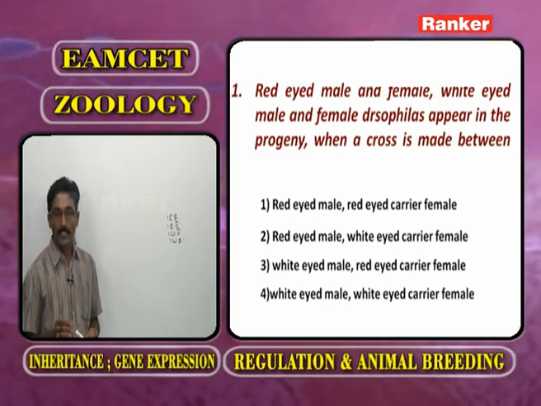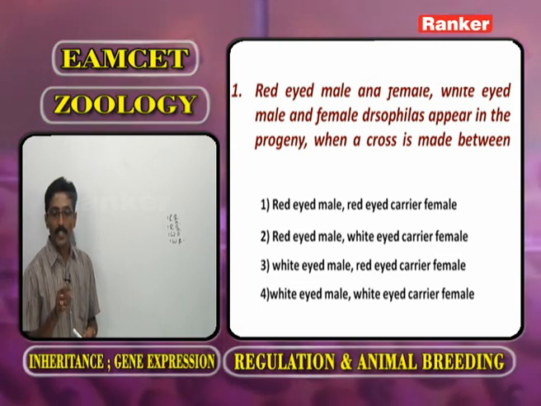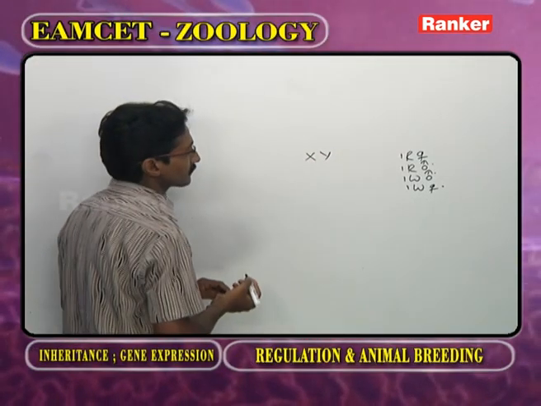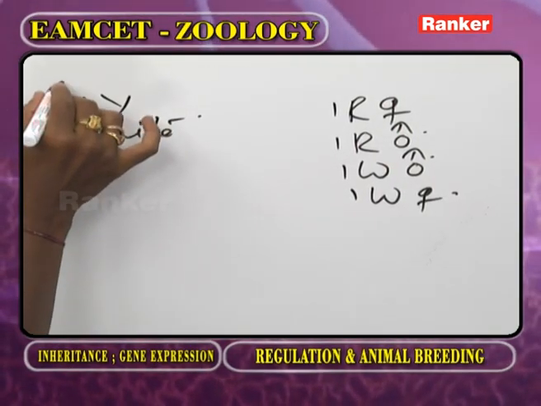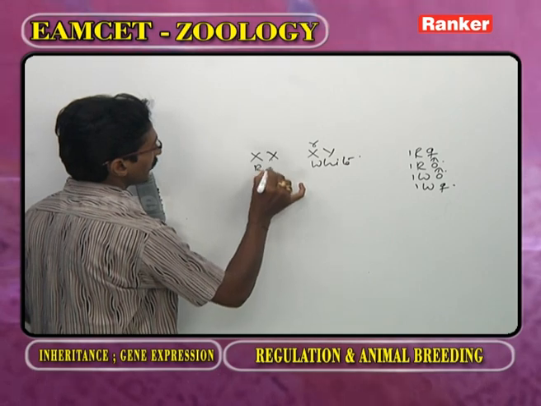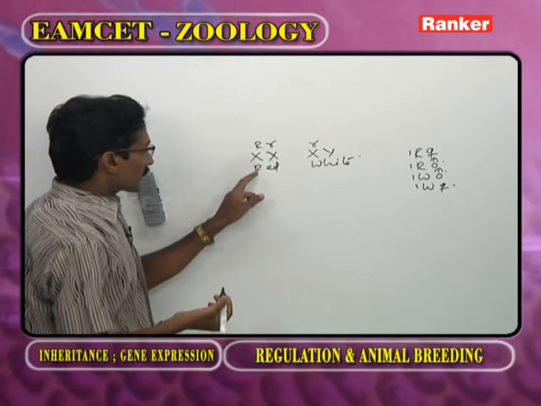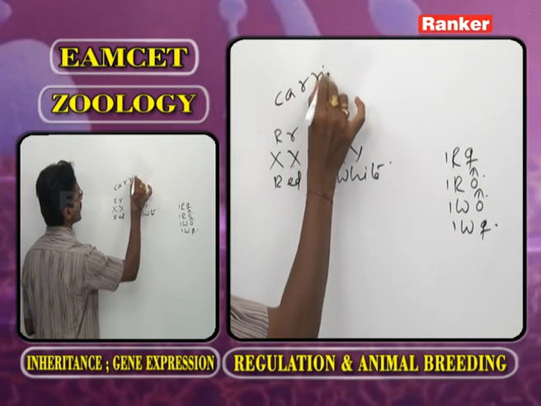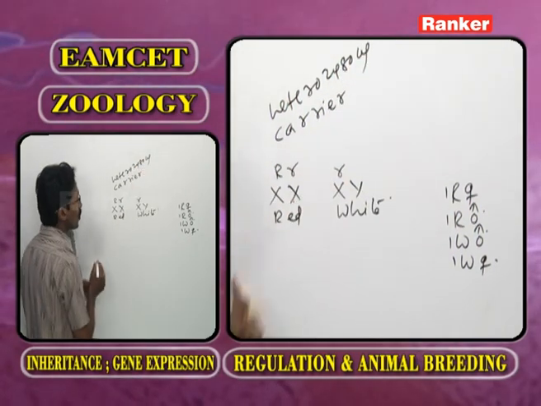Drosophilas appear in the progeny when a cross is made between... Now this is the male. The male is white-eyed, with the gene on the smaller X chromosome. Now we take the female, red-eyed but heterozygous, capital R, small r. The heterozygous is also called a carrier. Now we go for the cross.